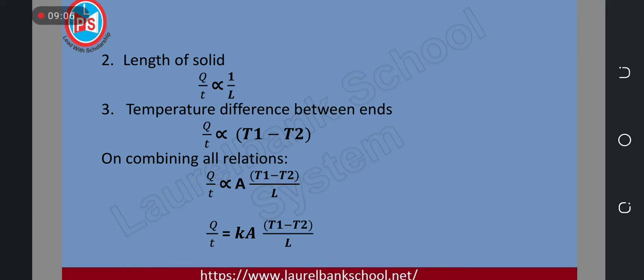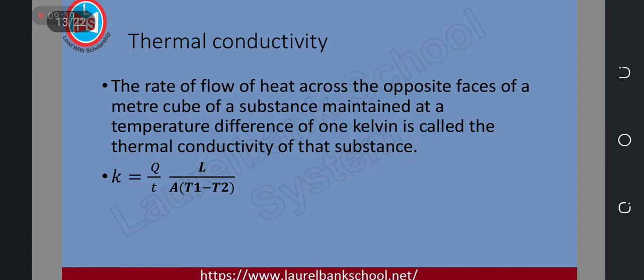Now we have to combine these three relations in which cross-sectional area, temperature difference and length are there. So rate of flow of heat is directly proportional to area and the temperature difference, while inversely proportional to the length of a solid. Whenever we replace the sign of proportionality with the sign of equality, there is a constant value, that is K. So K is known as thermal conductivity.